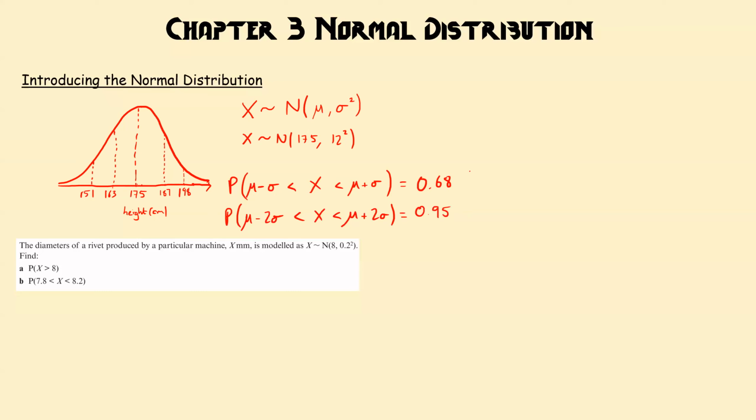So this is 68%. That's still quite high. It's more than 50% of people. This is 95% within 2 standard deviations of the mean. And finally, within 3 standard deviations of the mean, I'm not going to put the numbers on here. It's actually really, really surprising. This is going to be 99.7% or 0.997.